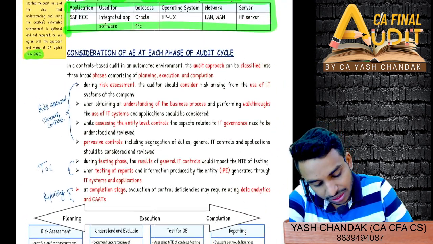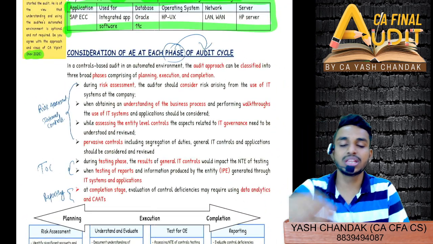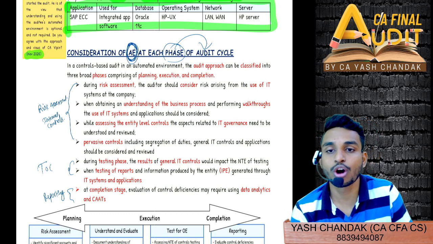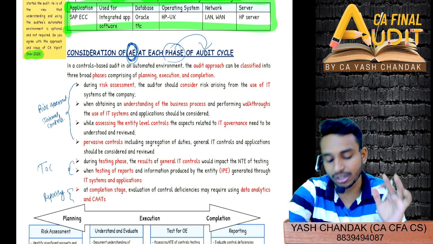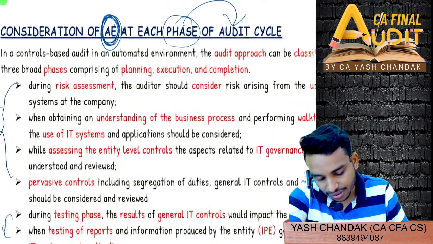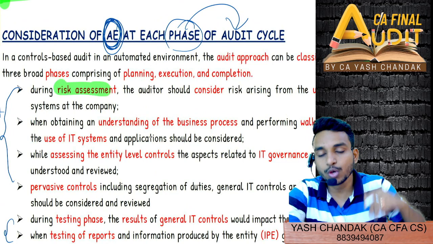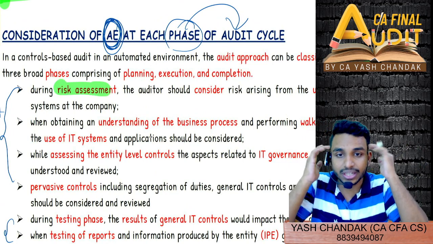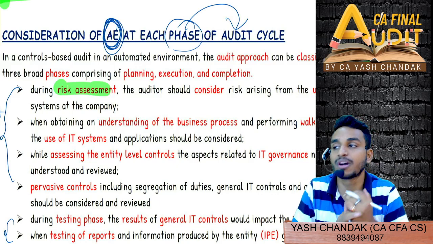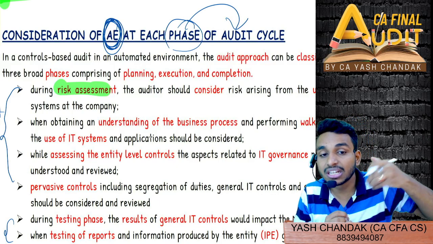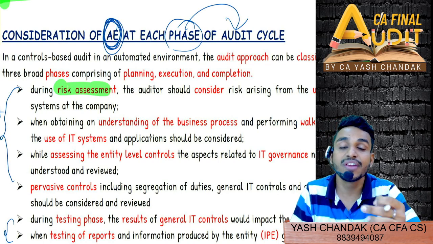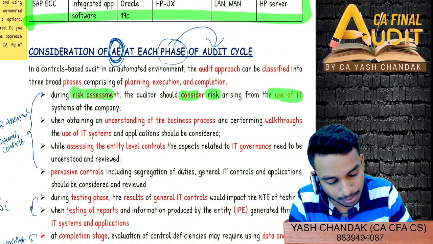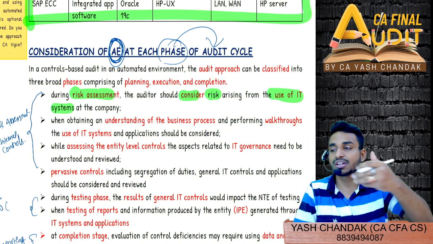So in all the 3 phases of audit cycle, we have to consider what? Automated environment in each phase of audit cycle. So the first phase, that is during risk assessment, you will consider that because of automated environment, what additional risk do I need to consider? Because of IT, what all additional risk I need to consider during the phase of risk assessment. So during risk assessment, auditor will consider the risk that may arise because of use of IT system at the company, which we just went through.